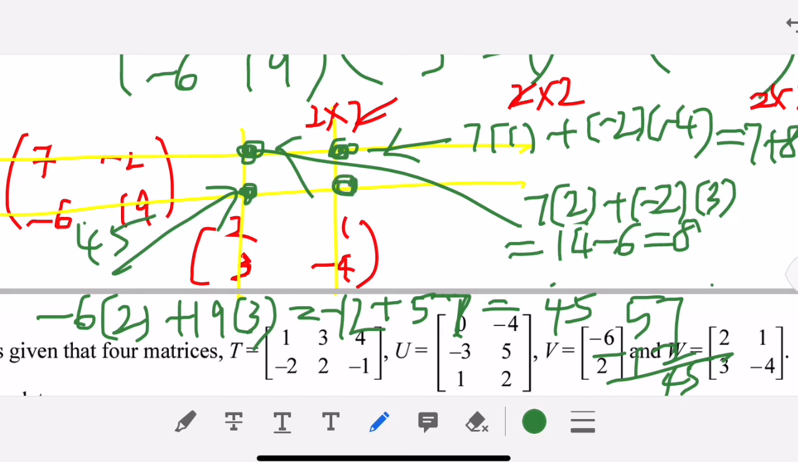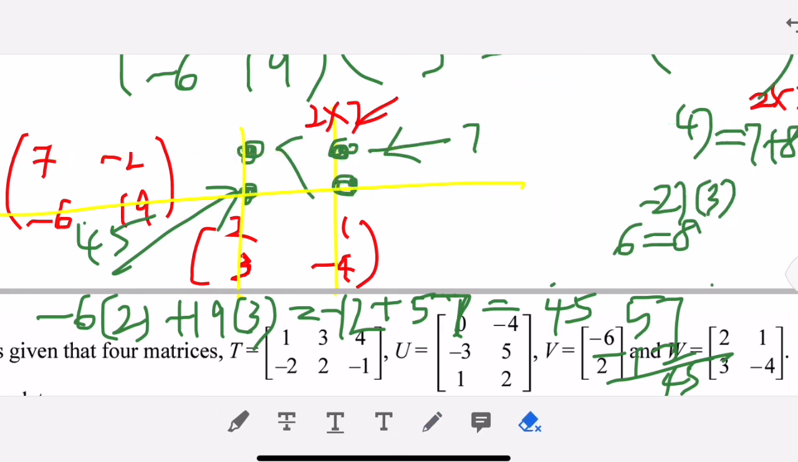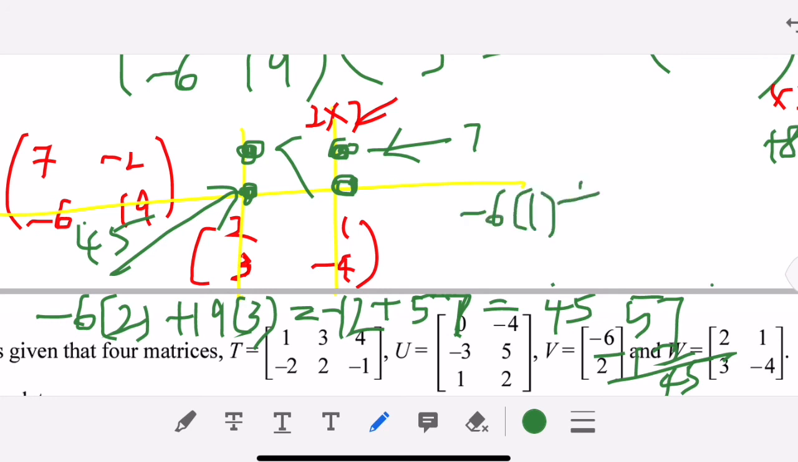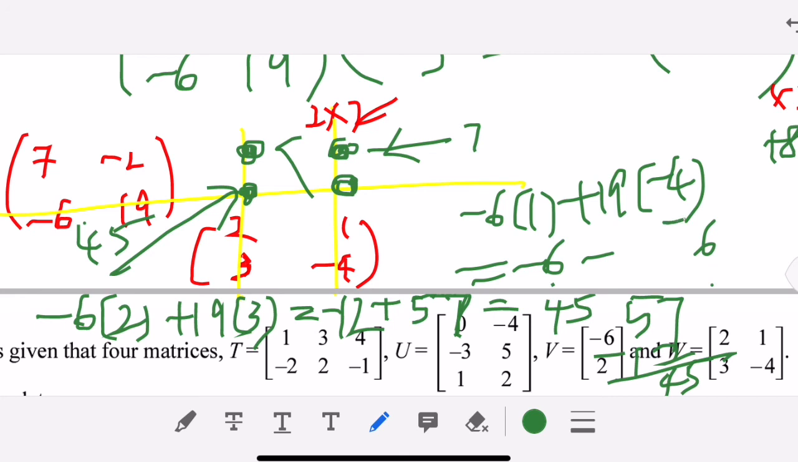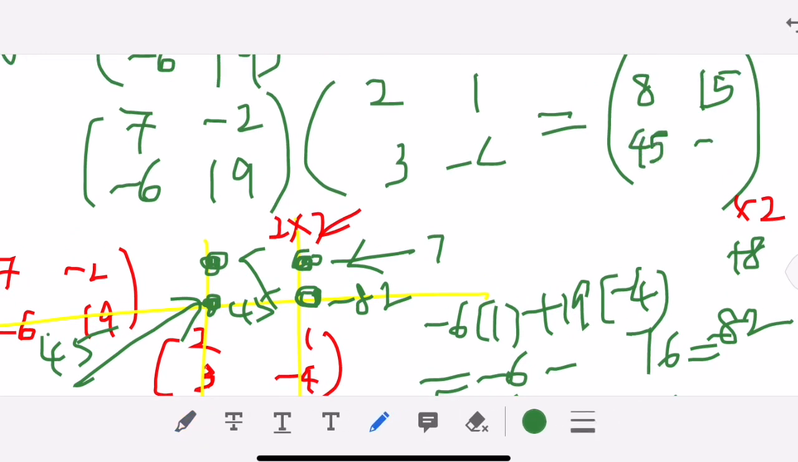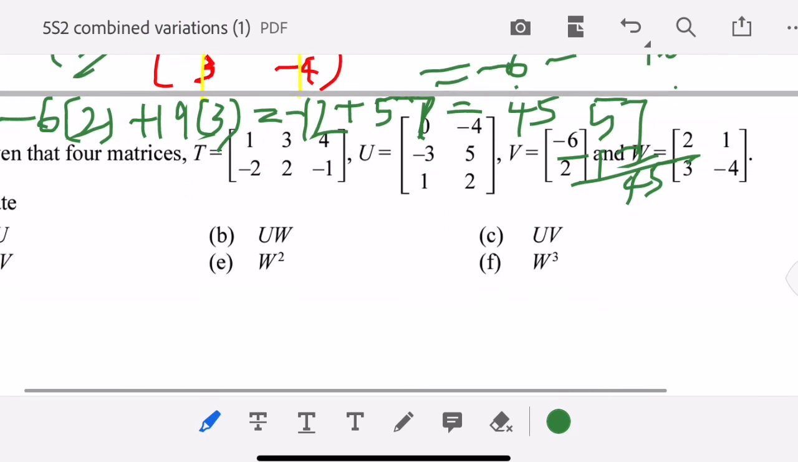And this one, how to find? Okay, let's clear some space. So we will take -6 times 1 plus 19 times -4, which is -6 minus 76, -82. Wow, so big. So we have -82 here, and 45 here. Okay, so we fill up in here. So the answer will be 45 and -82. Alright, so that is how you multiply the matrix.